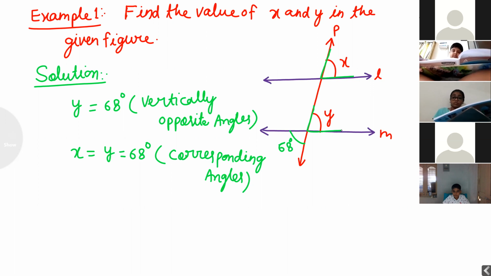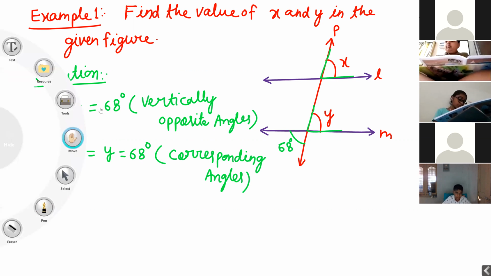Now you are observing, students, what is the importance of the transversal line. Whatever concept we have learned, that concept we are applying here: vertically opposite angle, corresponding angle, alternate interior angle, alternate exterior angle, allied angle, or co-interior angle. All these concepts will be used while solving the question. Example 2. Find the value of x and y.